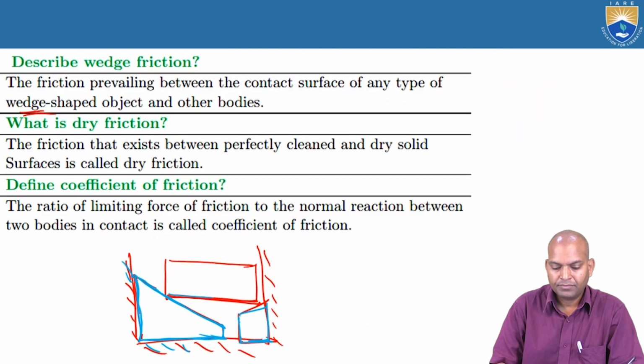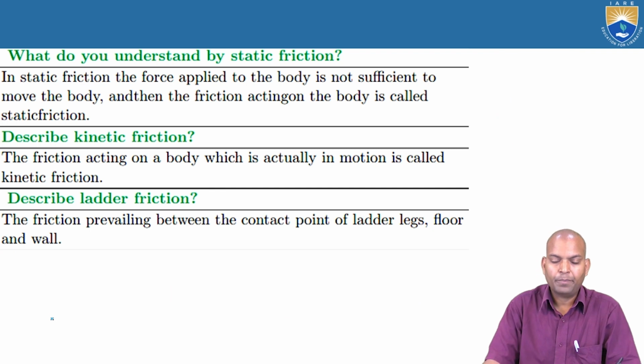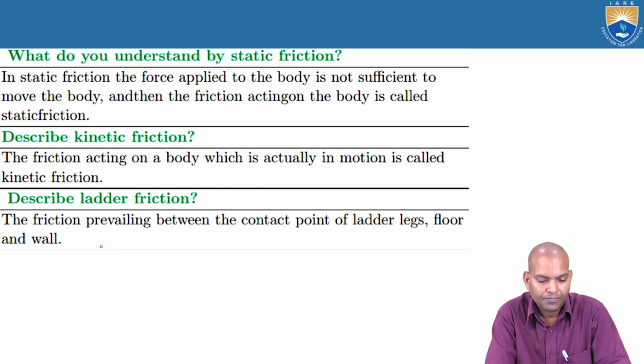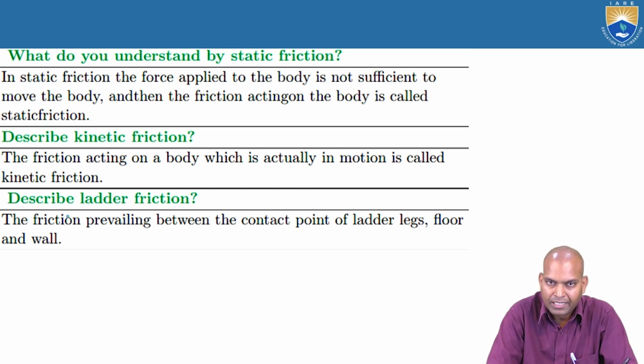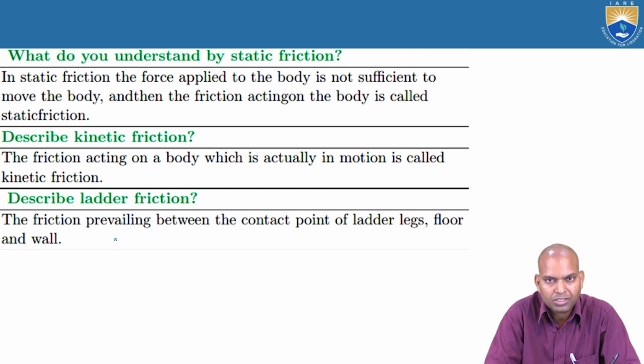Now the point is that, very important, we are going to discuss certain applications of friction in daily life. Static friction occurs, for example, when a person is sitting on a table. When bodies are in a static condition, the friction prevailing between two static bodies is known as static friction. If one body is in motion and another is static, then it is known as kinetic friction.